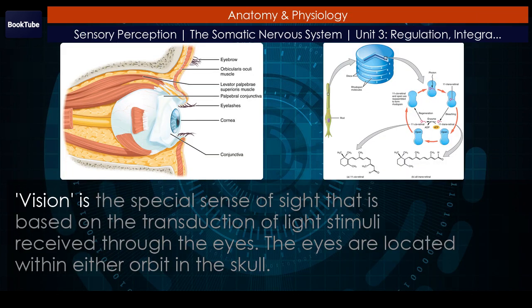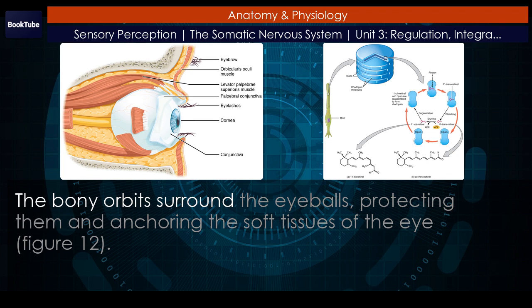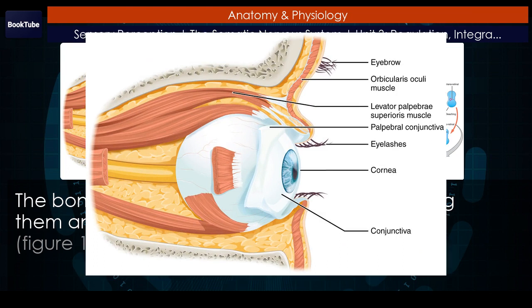Vision. Vision is the special sense of sight that is based on the transduction of light stimuli received through the eyes. The eyes are located within either orbit in the skull. The bony orbits surround the eyeballs, protecting them and anchoring the soft tissues of the eye.